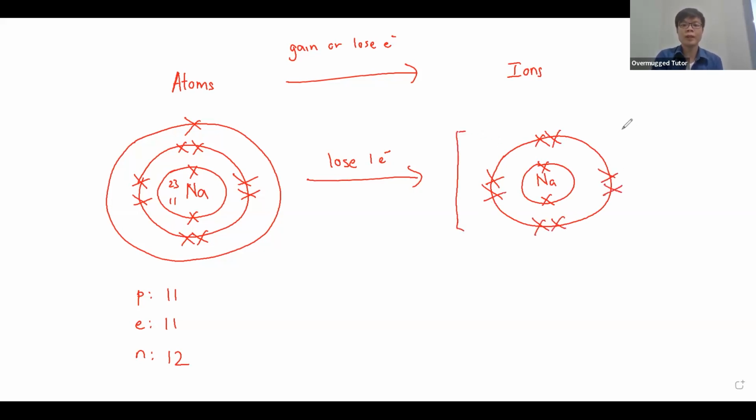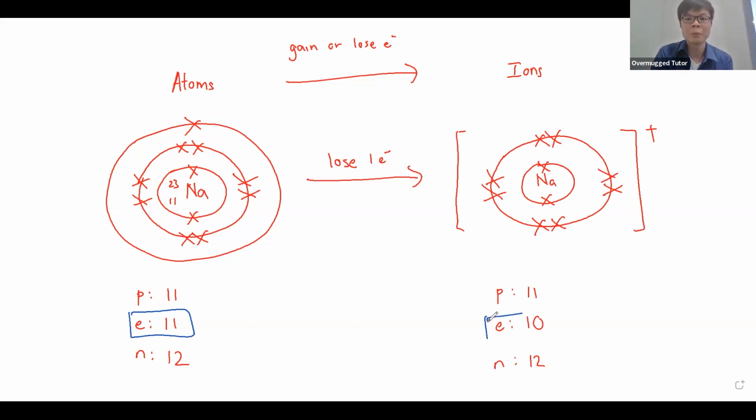Since it lost one negative charge, now it has a positive charge of one unit. Lose one electron, so now 10. Neutrons still 12. So you can see the key difference now is the electrons. Protons and neutrons are the same now. So atoms, isotopes, ions: protons always the same.